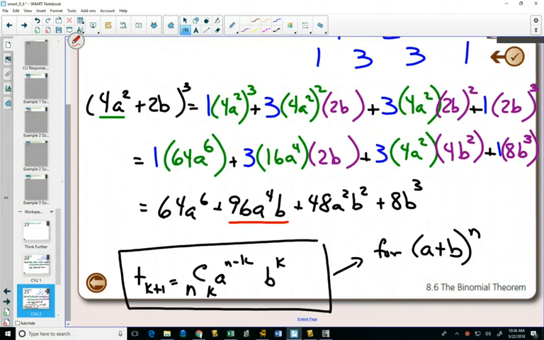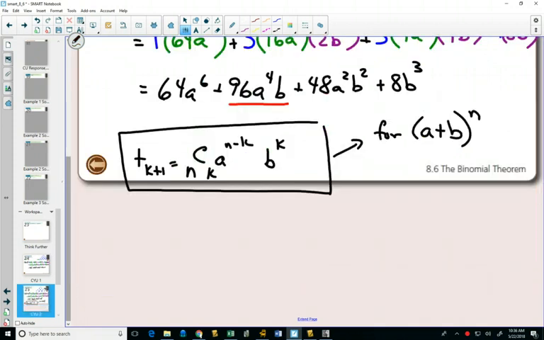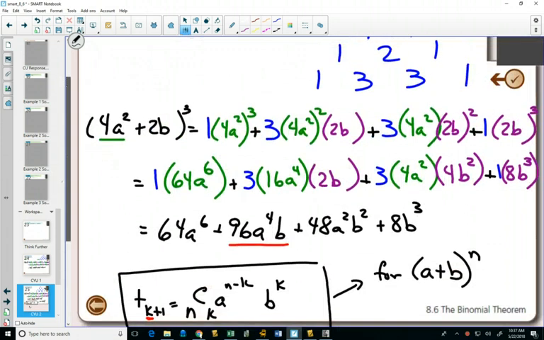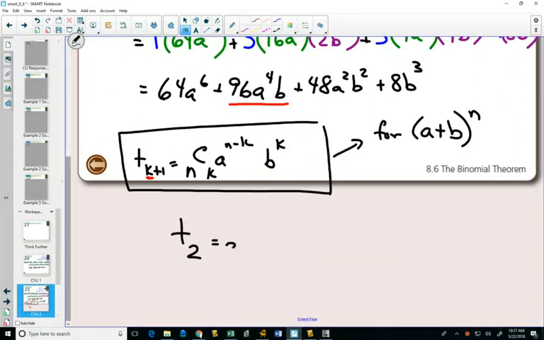That's term 2. So if I wanted to find term 2 using this formula, what this formula says is, if I'm finding term 2, what's the value of k? K has to be 1, because whatever term you're finding, it's always 1 more. So if I'm finding term 2, then k is 1, n is my exponent, and in this case my exponent was 3. So it will be 3 choose 1.